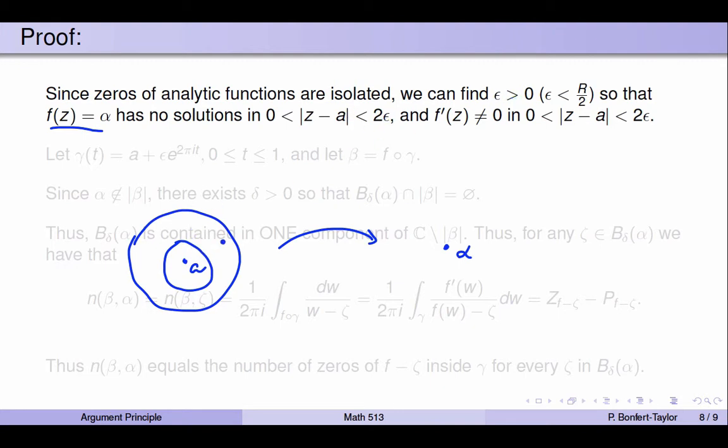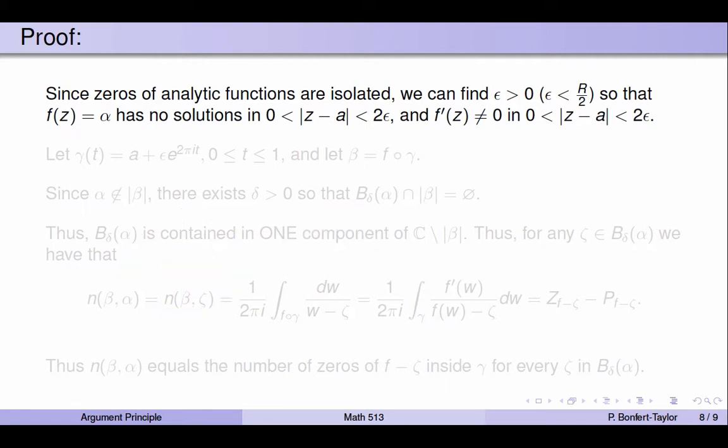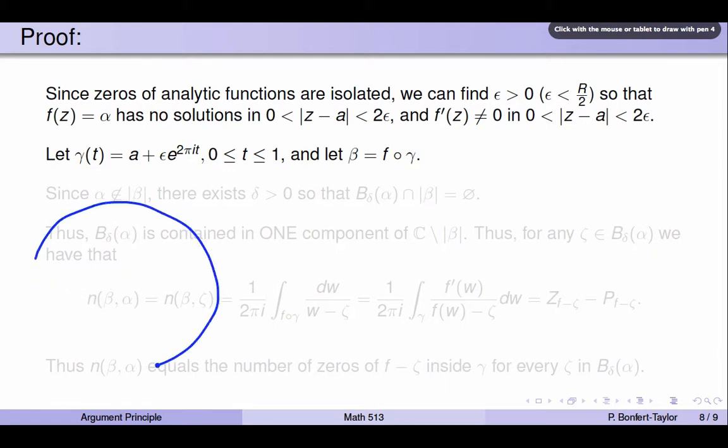We can furthermore assume that epsilon was chosen so that f prime is non-zero in the punctured disk of radius 2 epsilon centered at A. Because if f takes the value alpha at A with a multiplicity greater than 1, then the derivative of f will be 0 at that point. Since analytic functions have isolated zeros, there's going to be a whole neighborhood in which the derivative is non-zero. But even if f takes the value alpha with multiplicity 1 at A, and the derivative is non-zero at that point, by continuity there's a whole neighborhood in which it is also non-zero. So we can assume that in the punctured neighborhood around A of radius 2 epsilon, the function f prime has no zeros.